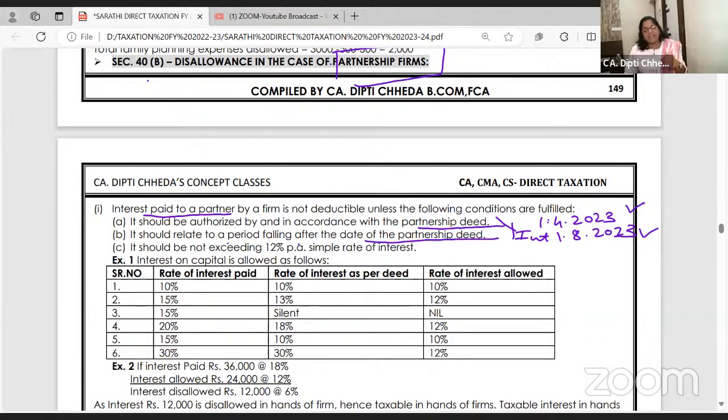Ma'am, we have started the partnership firm in April. We are making the deed in August. Can we make it backdated and allow the interest? Answer is no.